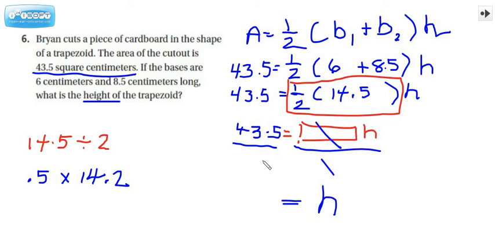Now let's say you wanted to check your work. You could go back and substitute in your value for h and make sure that when you add the parallel sides, take half of it and multiply it by whatever you got for h, that you do in fact get 43 5/10 square centimeters.